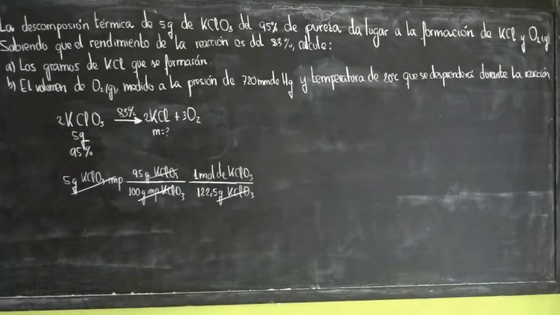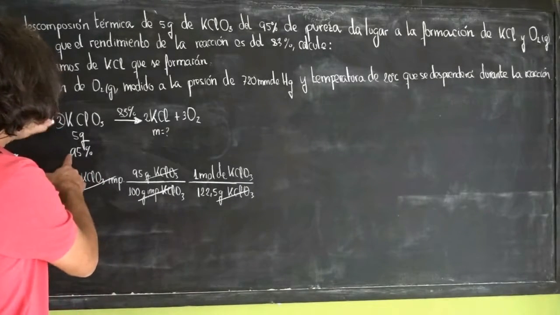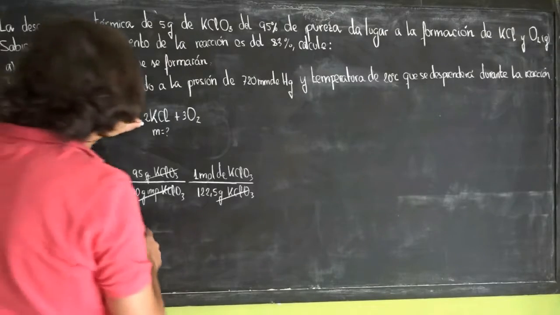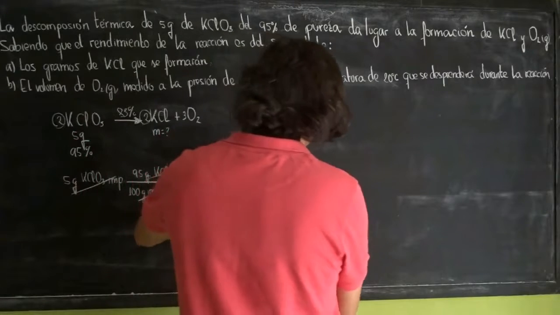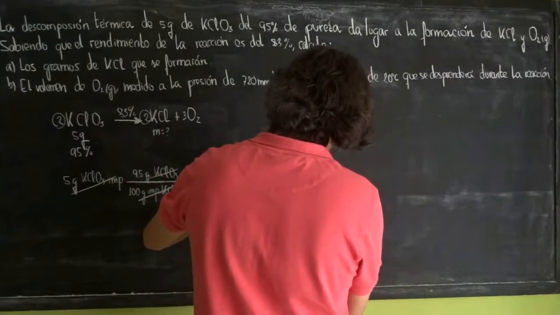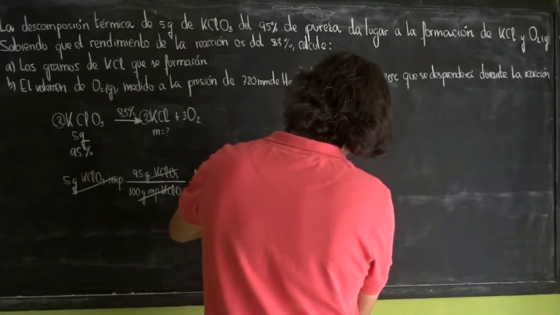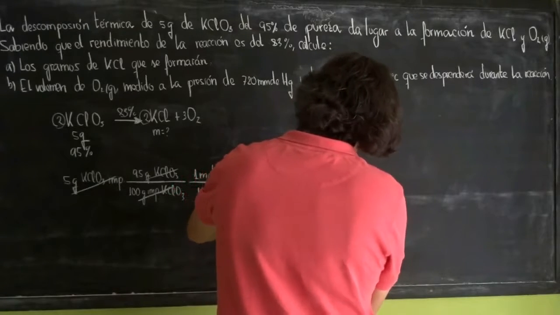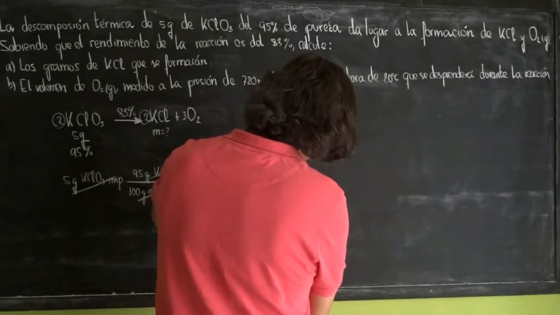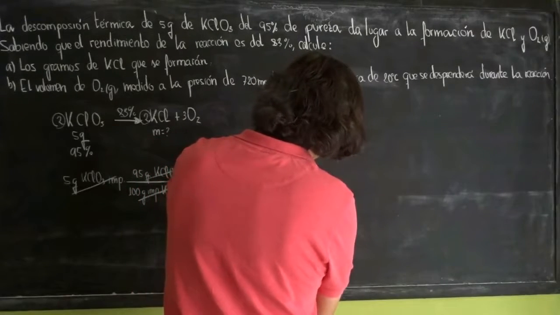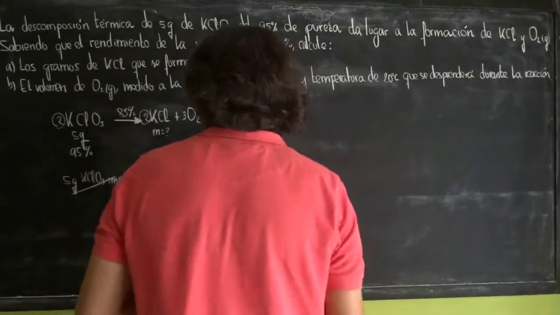The next step is to observe the stoichiometric relationship between what the problem gives me and what it asks of me. That means that for every 2 moles of potassium chlorate that decompose, we have 2 moles of potassium chloride. So we put it here. The conversion tells me that for every 2 moles of potassium chlorate, we have 2 moles of potassium chloride.